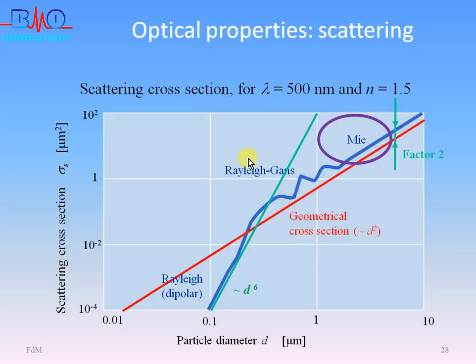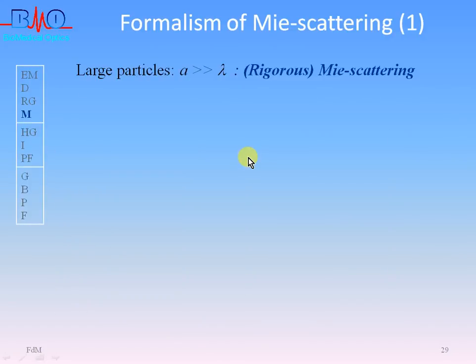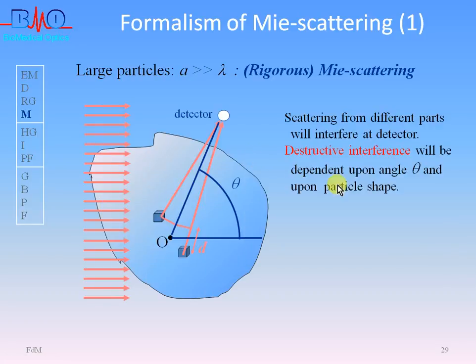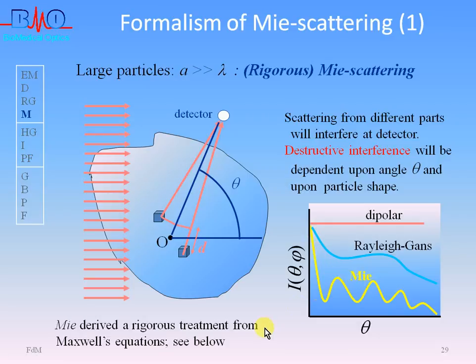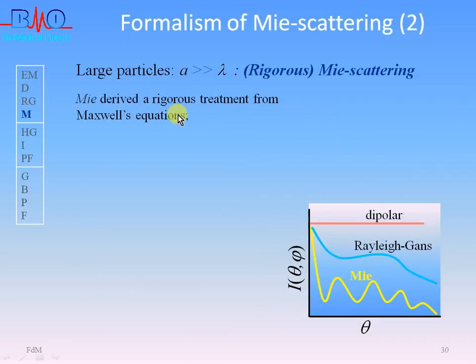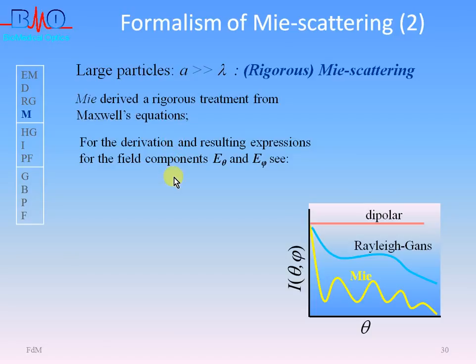Now we go to Mie scattering. Large particles, Mie scattering. Again, we will have destructive interference depending upon the angle and the particle shape, and Mie has larger particles, so the interference will be much more severe, and therefore the Mie scattering will decrease much more sharply than Rayleigh-Gans. There is a rigorous treatment from the Maxwell equations, and that's done by Mie and other authors, and for the derivation see Van de Hulst.